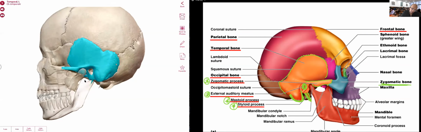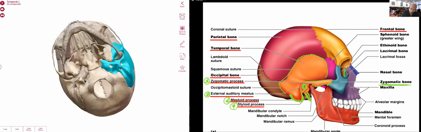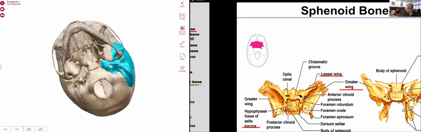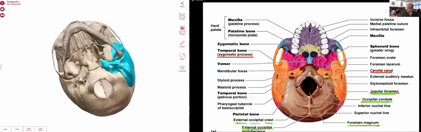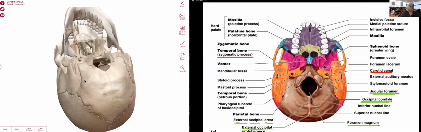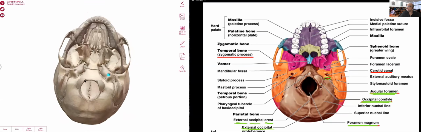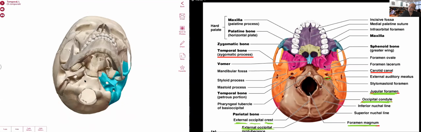All right, so if we flip to the other side, if we're looking at the base of the skull from outside, I'm still looking at important markings on the temporal bone. What can you see on here? I see a rounded tunnel. A rounded tunnel. It's part of which bone again? It's part of my temporal bone.